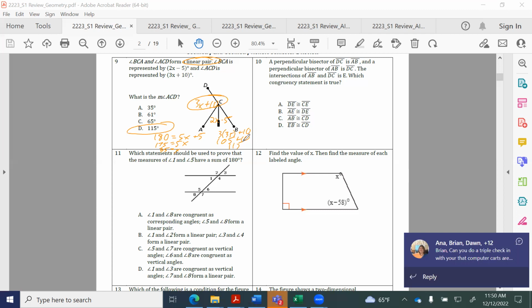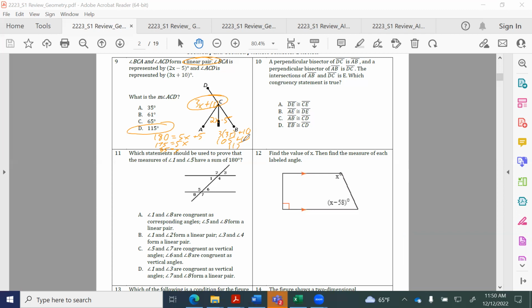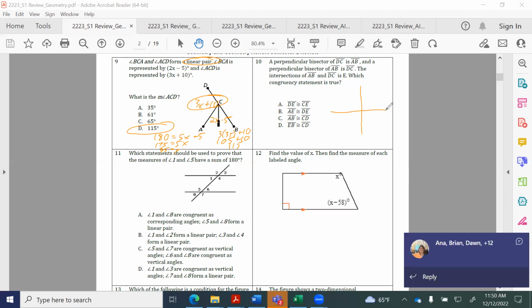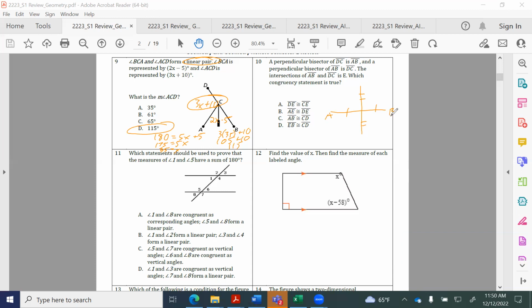On number 10, they tell us that a perpendicular bisector of BC is segment AB, and a perpendicular bisector of AB is segment BC. The intersection of AB and BC is at E, which congruency statement is true. To help visualize this, I would recommend drawing 2 line segments that are intersecting each other and bisecting each other. So that one being bisected, this one being bisected. That's all the information they really gave us. Also, let's label the points. So we have one of these was AB, one of these was CD, and then the point in the middle was E.